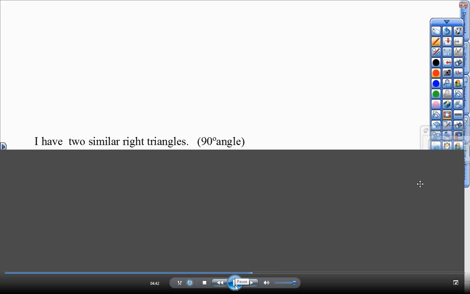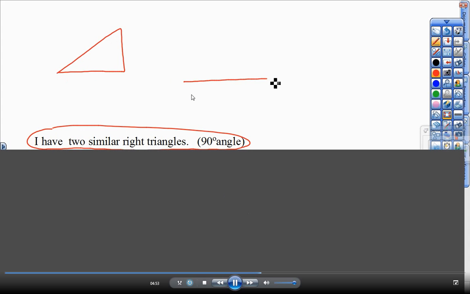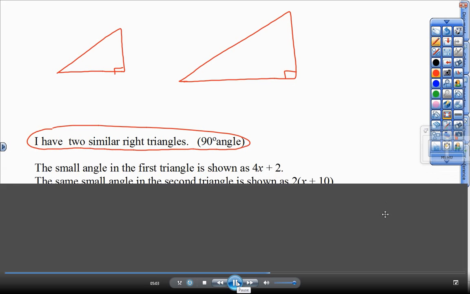I have two similar right triangles with a 90-degree angle. So let's draw those. So I got one right here. I'm going to draw one that's bigger and similar. Try to make them kind of look the same, but one bigger, one smaller. 90-degree angles. That's what right triangles have.